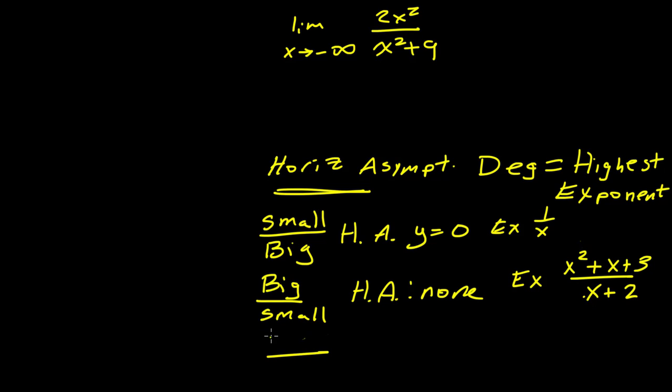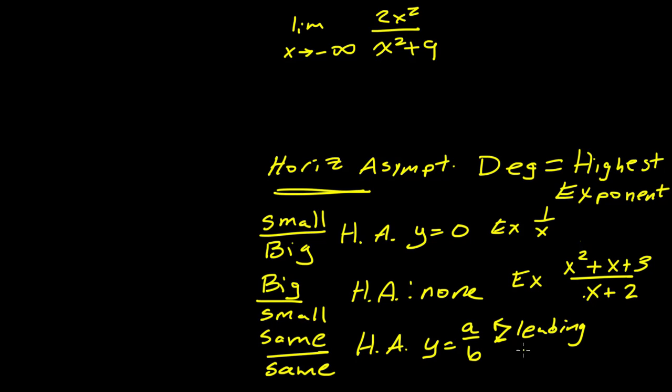The next thing I could have is the same degree over the same degree. In that case, I am going to have a horizontal asymptote, and the horizontal asymptote is going to be A over B, where these are the leading coefficients. For example, if I had 4x squared plus 3 over 2x squared plus 7, I would have a horizontal asymptote at y equals 2 because I take 4 divided by 2.